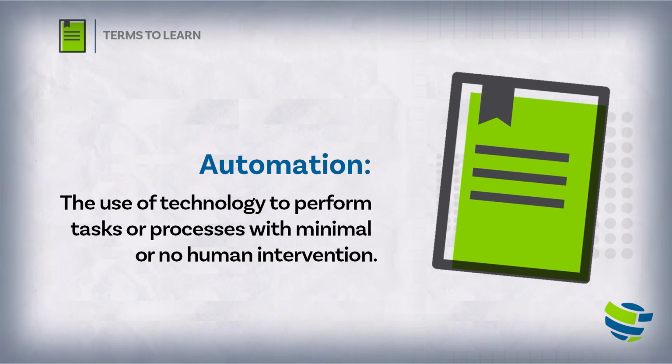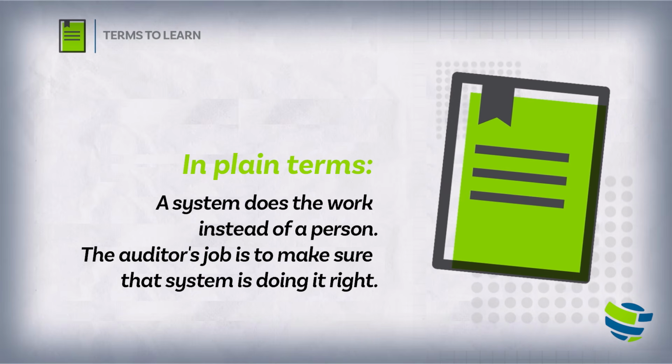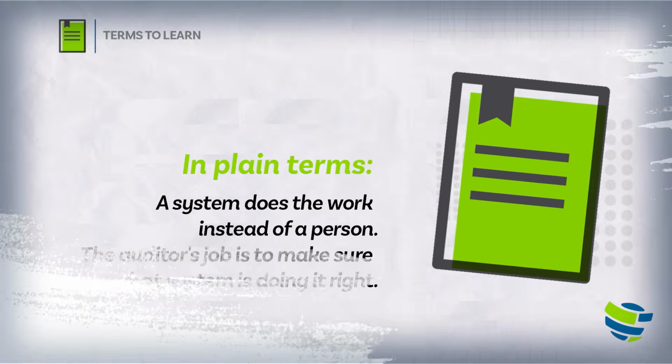Let's start with a term to learn. Automation is the use of technology to perform tasks or processes with minimal or no human intervention. In plain terms, a system does the work instead of a person, and the auditor's job is to make sure that system is doing it right.